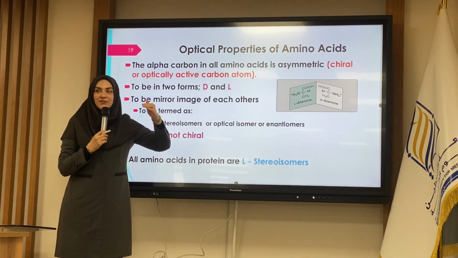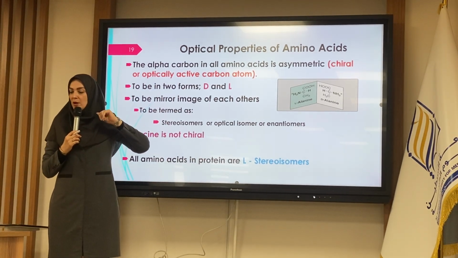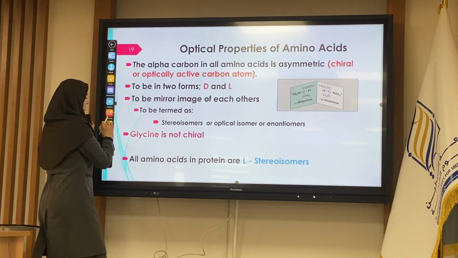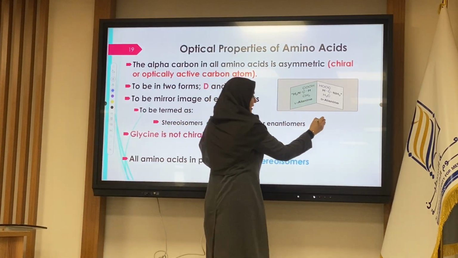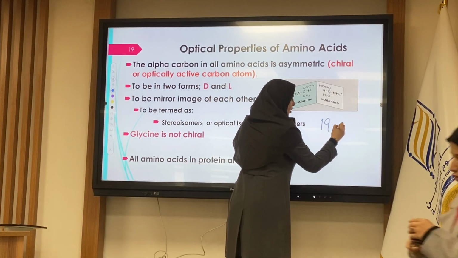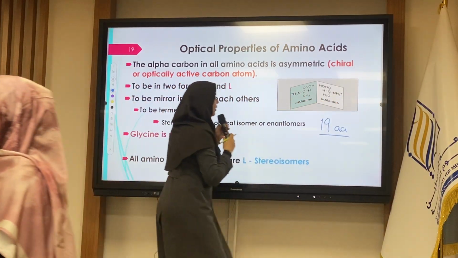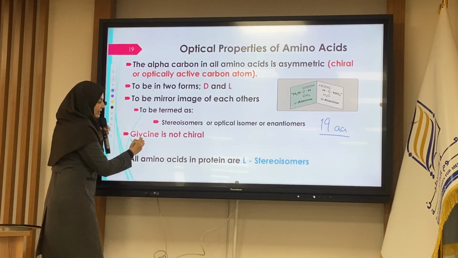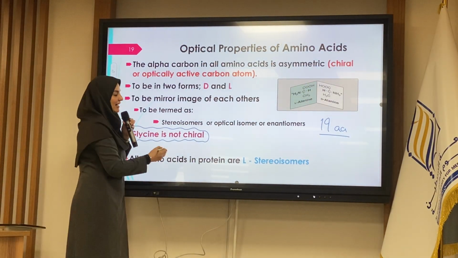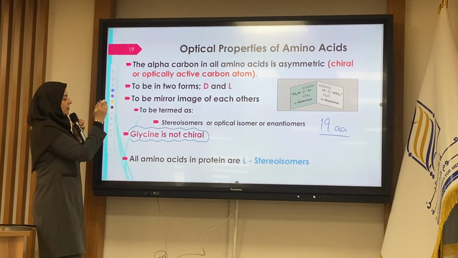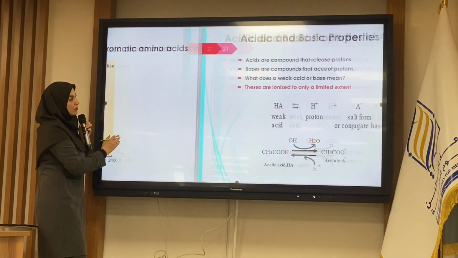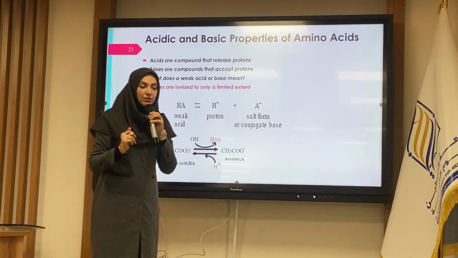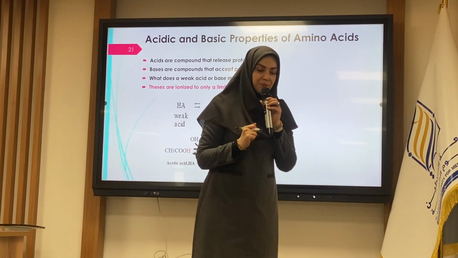Optically active, this is glycine. But the other 19 amino acids are optically active. Because glycine is not chiral, we cannot say that glycine is optically active. And also, we have other properties of amino acids.